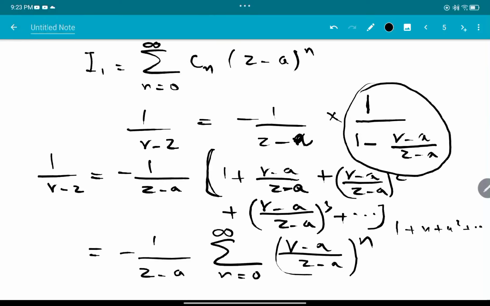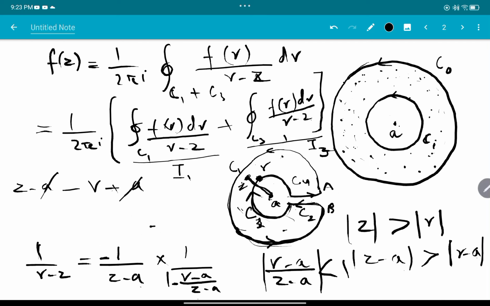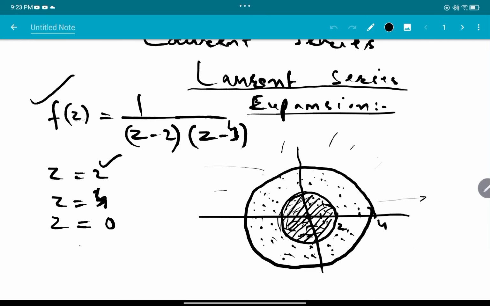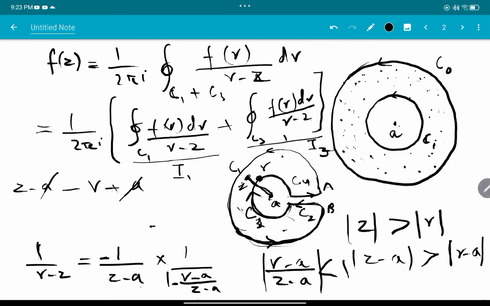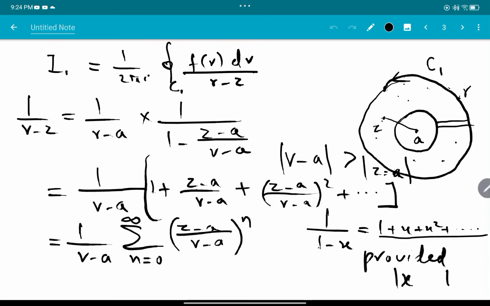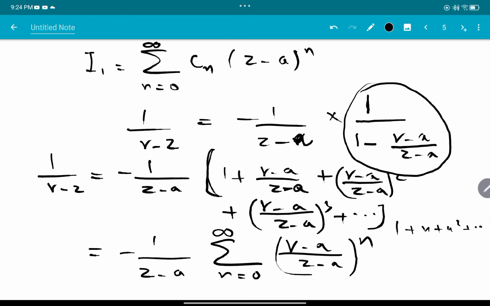Now I am going to substitute this in I3. What was that I3? Have a look at that. So we have I3 somewhere here. I3 is this integral over C3 of f gamma d gamma divided by gamma minus Z.